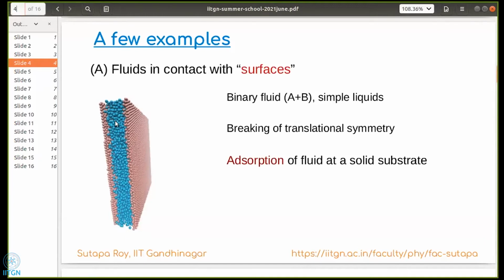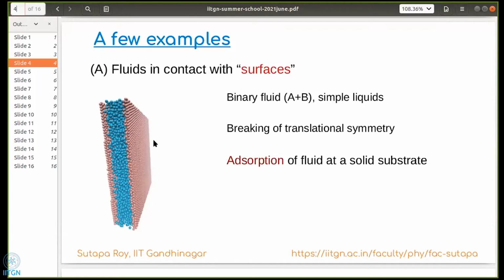For example, you have two types of particles here. The pink one, let's say it corresponds to the A type, and the blue one, say it corresponds to the B type. Okay. And these two different types of fluid, consisting of these two different types of particles, you put into confinement in between two slabs. Okay. And these slabs or the surfaces prefer, say, the A type of particles, which are basically the pink type of particles.